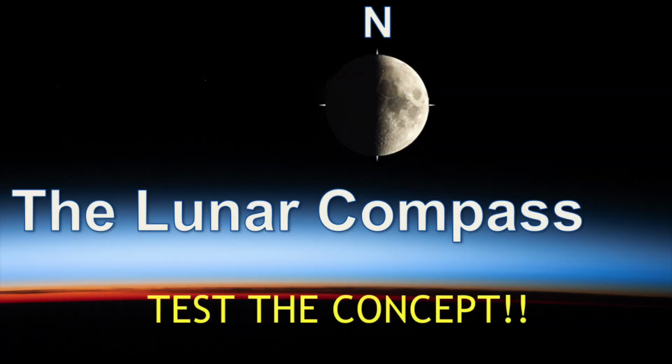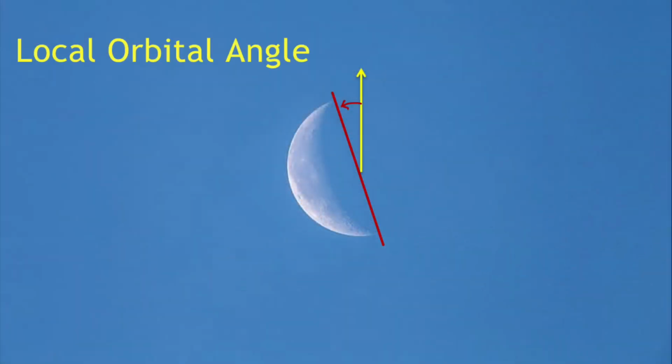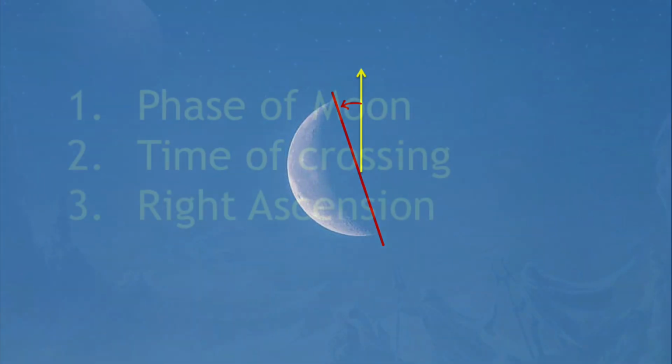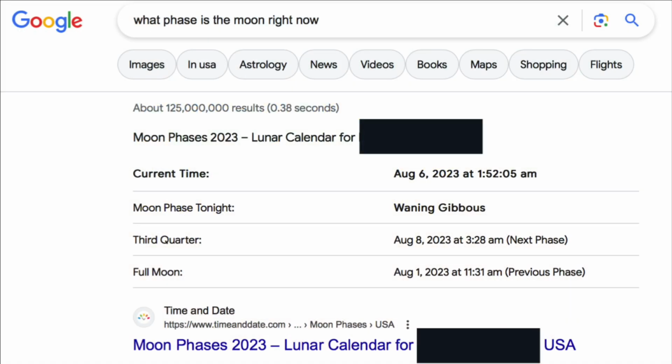I encourage you to test the concept. Does the shadow really make some angle near the meridian? And can you actually predict what that angle will be? Now for your experiment, you will only need 3 things, which are all easily searchable. Let's demonstrate. First, determine what phase the moon is in.